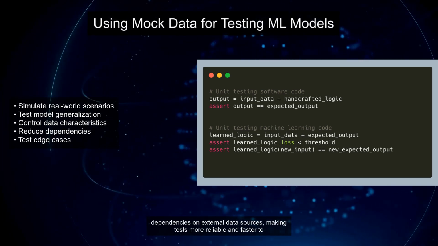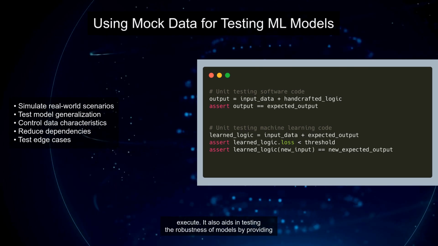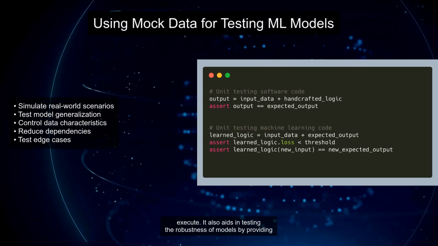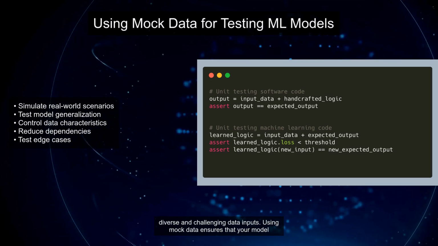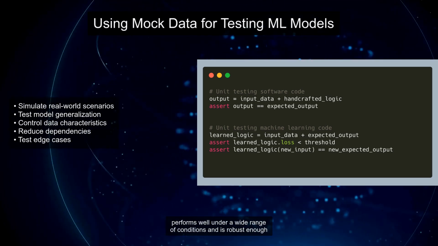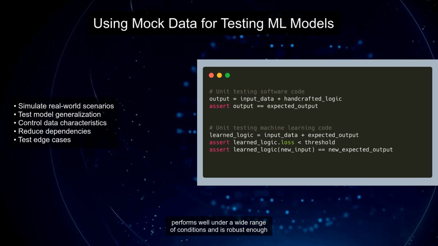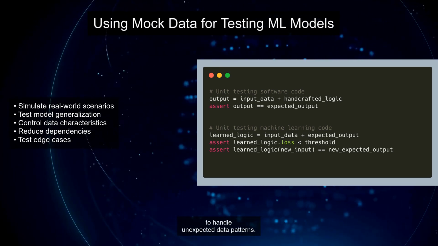Mock data reduces dependencies on external data sources, making tests more reliable and faster to execute. It also aids in testing the robustness of models by providing diverse and challenging data inputs. Using mock data ensures that your model performs well under a wide range of conditions and is robust enough to handle unexpected data patterns.